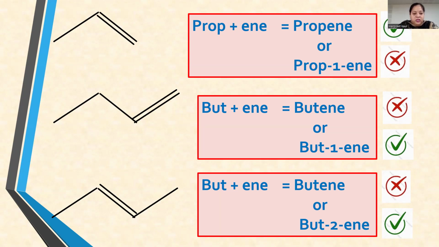But in case of butene, as you can see here, two possibilities are there. Double bond can be at position number 1. Double bond can be at position number 2. So we need to mention whether it is present at position number 1 or at position number 2.